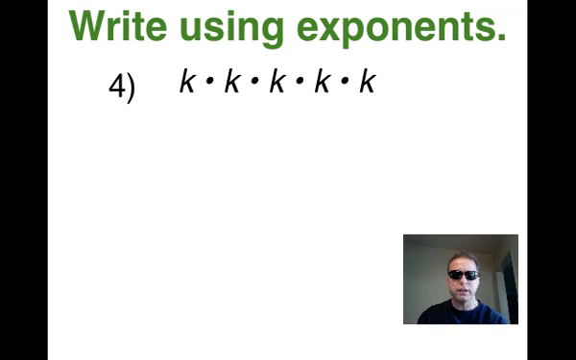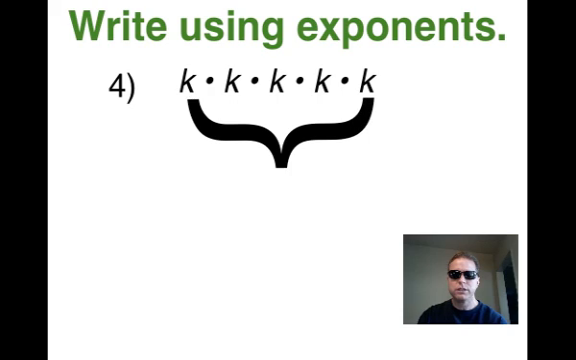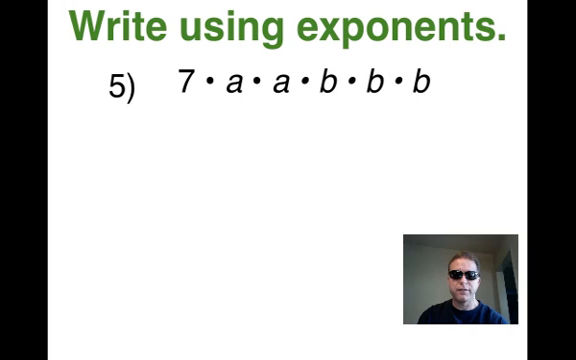Next, I want you to write this expression using exponents. So we're basically going to make it a little easier to say. Instead of saying k times k times k times k times k, how could we write it using exponents? Well, start with your base. What you see is your base. So I see a k repeated. How many k's do I see? That's the exponent. 1, 2, 3, 4, 5. So we have k to the 5th power. There's our answer.